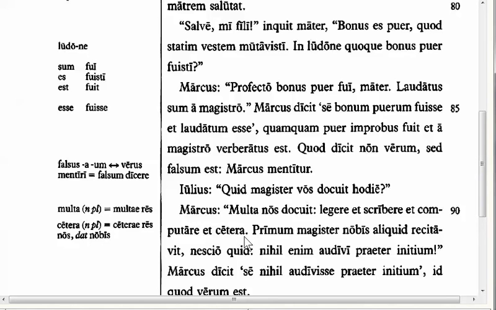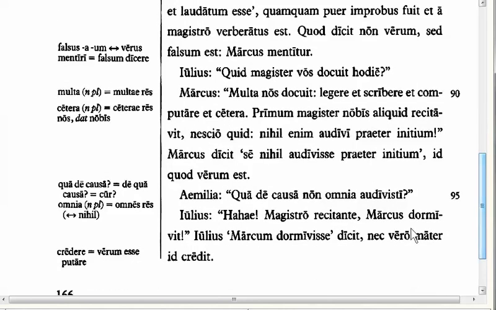The next feature that I want to point out is in line 97. So here we see that Julius says that Marcum dormivisse, nec vero mater credit. Julius says that Marcus slept, but his mother doesn't believe it. Here, dormivisse, we see another example of a perfect infinitive, similar to fuisse, to have been. Here, dormivisse by itself means to have slept.